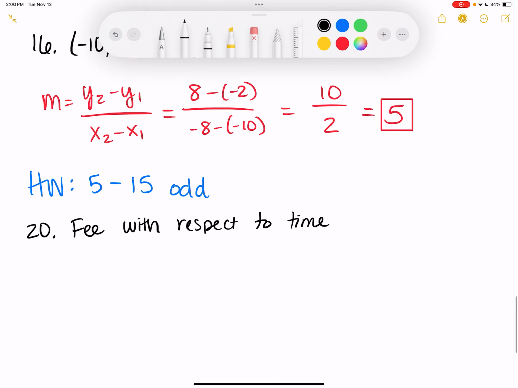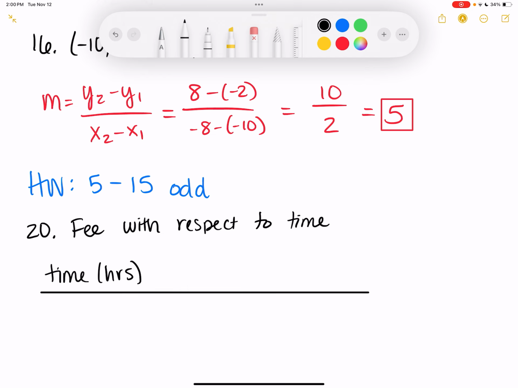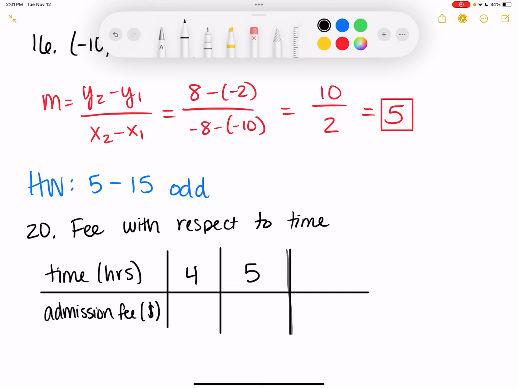And they've given us time in hours and admission fee in dollars. And the time for 5 and 6 hours. And it was $34.99 for each one.